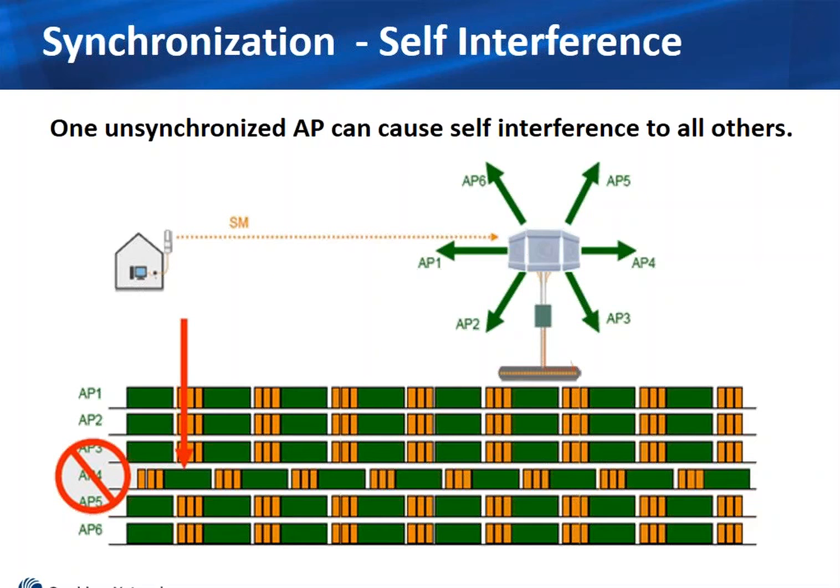If you're transmitting at the time when all the other radios are receiving, and these are all co-located very close to each other, you can desensitize all the receivers at that time with just one transmitter, that one rogue transmitter, and again cause a lot of self-interference and destruction of the capacity.